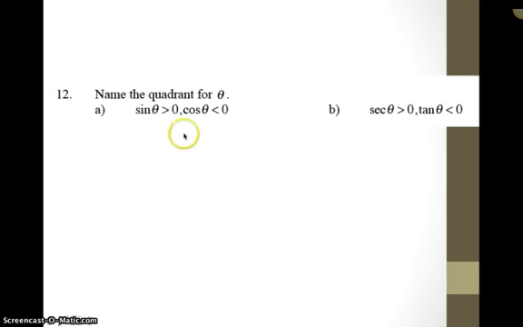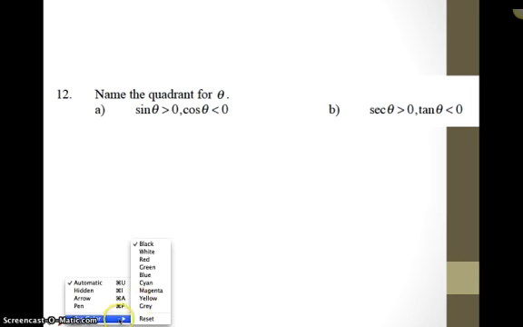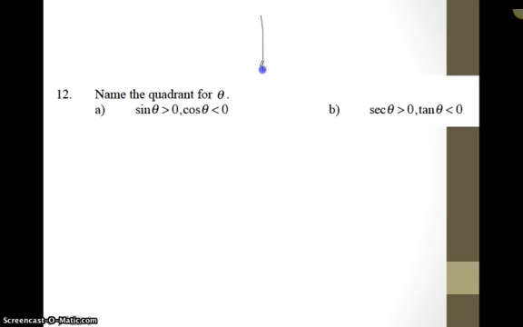And we've done kind of this piece before. So name the quadrant for which theta, sine of theta is greater than 0, cosine is less than 0. So you're just going to find those quadrants that are here. So again, this is quadrant 1, 2, 3, and 4.